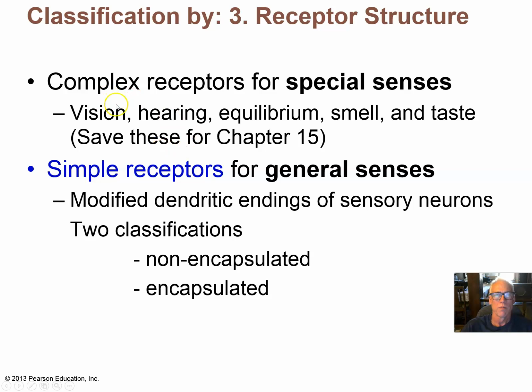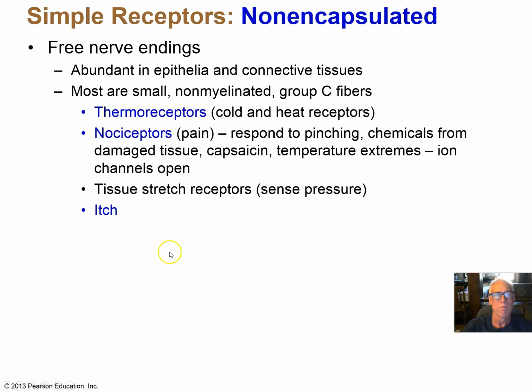Okay, what kind of simple receptors? Let's classify according to structure. We'll first look at non-encapsulated simple receptors and then encapsulated. Non-encapsulated simple receptors include free nerve endings. Dendrites of sensory neurons just sticking out into connective tissue, into epithelia, and they are typically thermoreceptors that detect changes in temperature, either decreasing temperature or increasing temperature depending on the neuron.